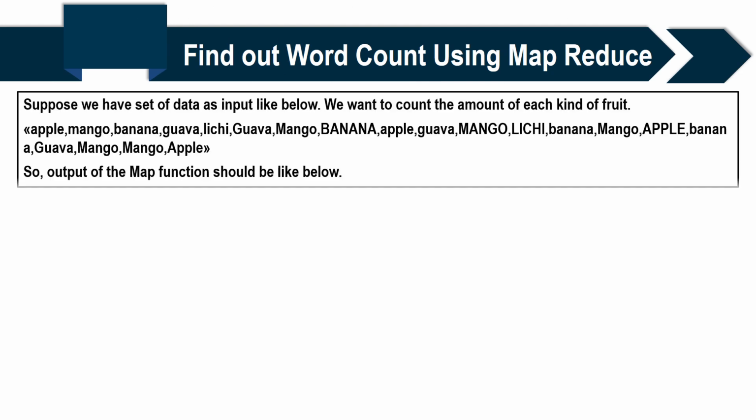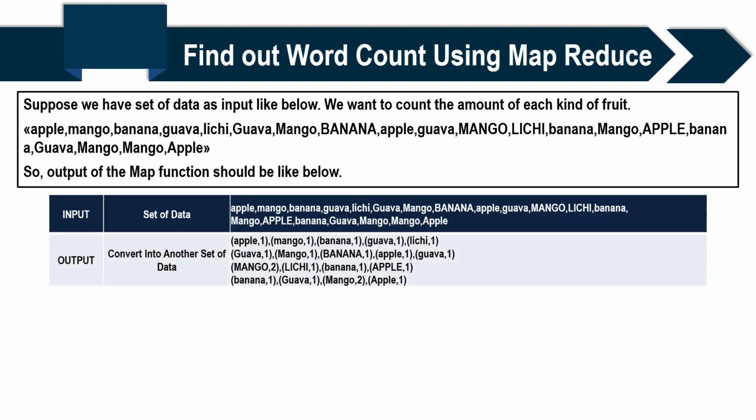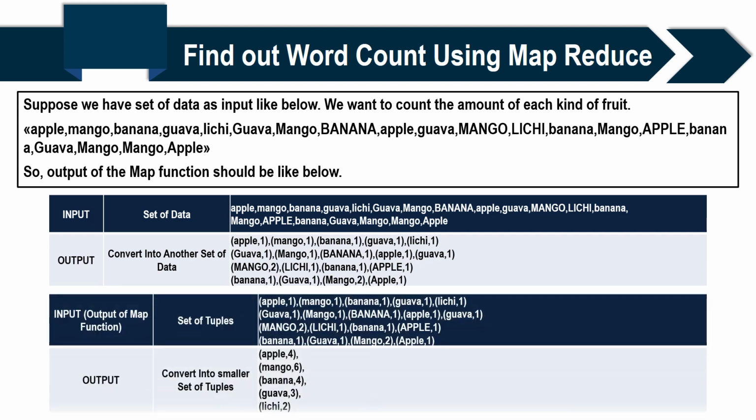So let's find out word count using the MapReduce algorithm. Here we have a large amount of data distributed across multiple files, and each of these files has names of different fruits. What we need to do is count how many times each of these fruits appears in total. So we apply the MapReduce algorithm to first create the tuples where we have the key and value. Here the key is the name of the fruit and the value is how many times it appears. In the subsequent slide, we'll see how that works.